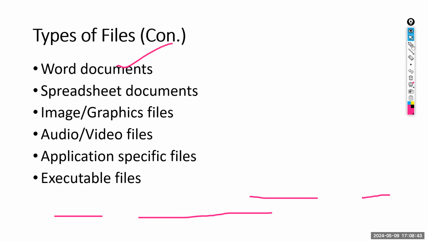So then of course we have some special file types like Word files, spreadsheet documents like Excel, XLS, image and graphic files like PNG, JPEG, audio files like MP3, video files like AVI, and these days MP4s.